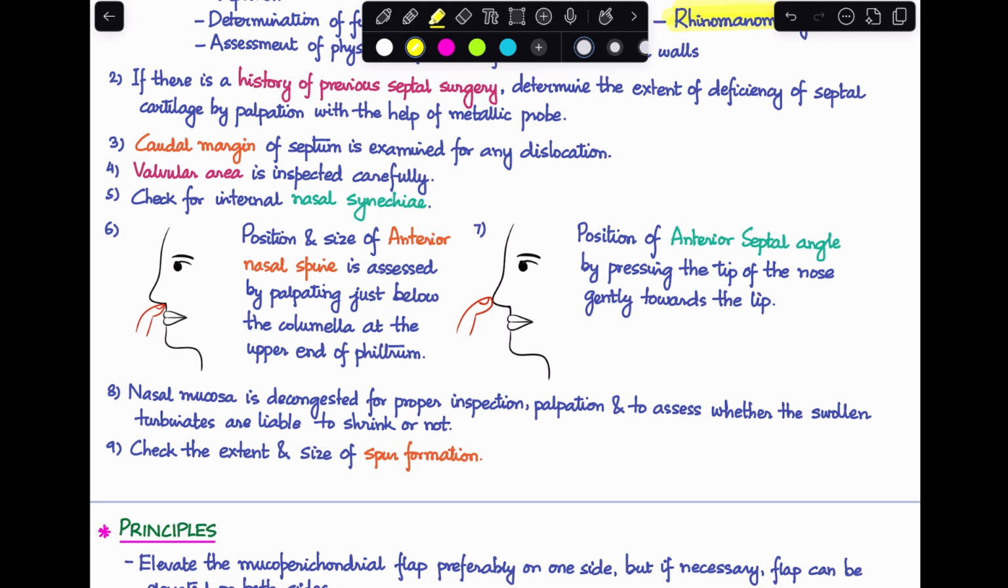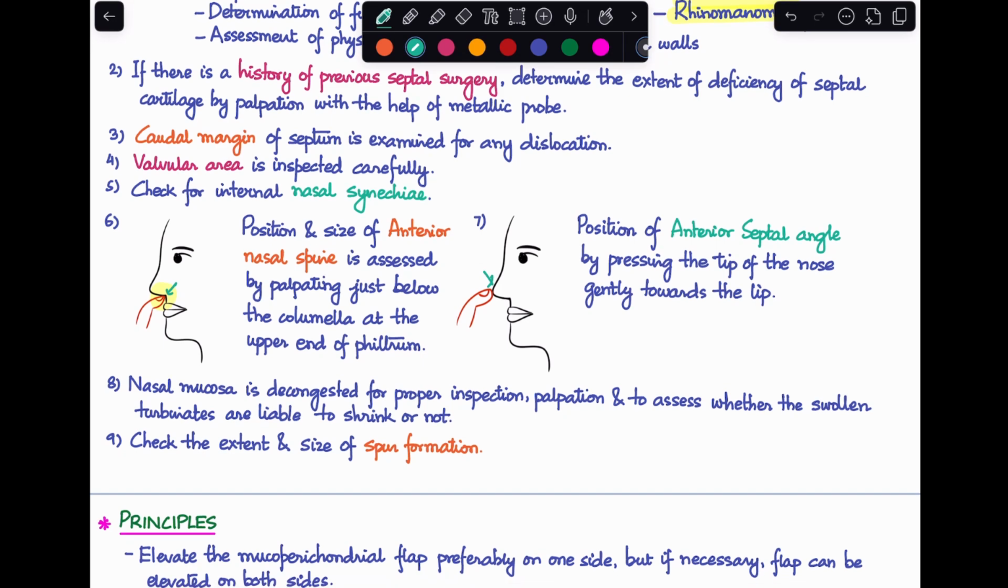Then you should also check for the position and size of the anterior nasal spine and assess it by palpating just below the columella at the upper end of the philtrum, which is right over here, as you can see. So this is where the anterior nasal spine lies. You'll just palpate below the columella at the upper end of the philtrum here. And the other thing you should look at is the position of the anterior septal angle by pressing the tip of the nose gently towards the lip.